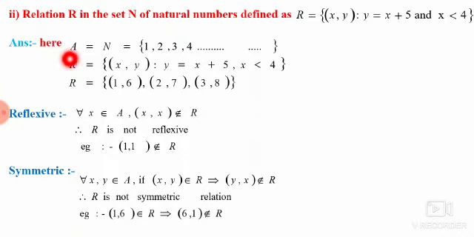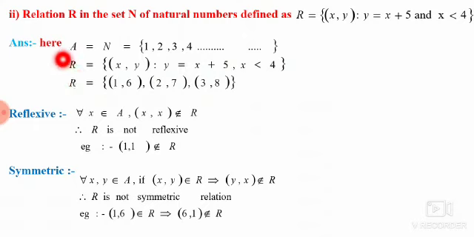Here once again the given set A is equal to, since it is a set of natural numbers, it has a well-known notation capital N equal to 1, 2, 3, 4, and so on. Now N cross N is also an infinite set, but R is defined as x comma y such that y is equal to x plus 5, and the second condition given to you is x must be less than 4, meaning the first element of each ordered pair of the relation is less than 4.